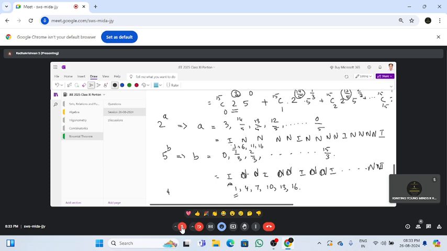Second term, this is not rational, so the product is not going to be rational. Third term, this is not rational, this is not rational, so the product is not rational. Fourth term, this is rational, but this is not rational, so again the product is not rational. Fifth term, both are not rational. Sixth term, this is rational, but this is not rational. Seventh term, this is rational, but this is not.